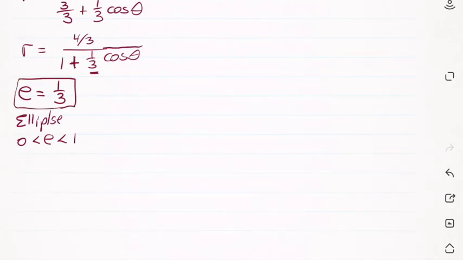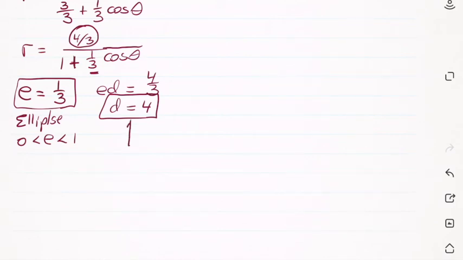We also know what D is equal to because ED, in this case, the top number in that position, is 4/3. So ED is 4/3. Well, if E is 1/3, then D is definitely 4. So that gives me where my directrix is. It's at x equals 4. I know the directrix is vertical because it's cosine in the bottom. The other option is sine, and then the directrix would be going left and right. So this is a vertical directrix.